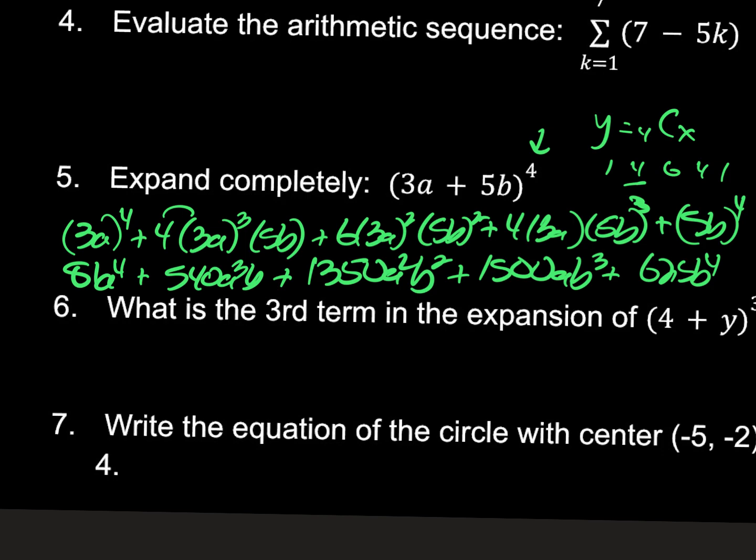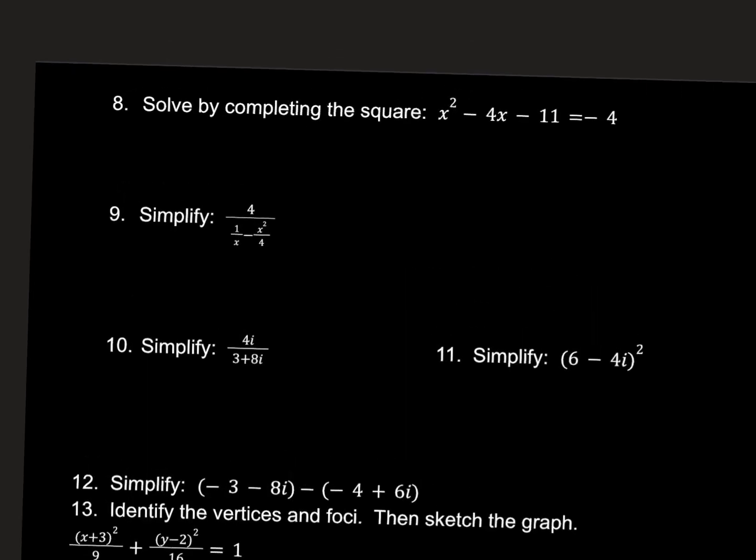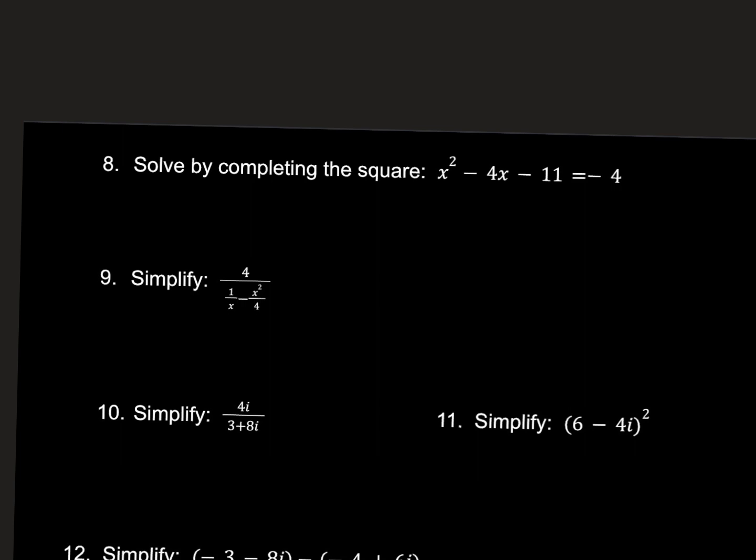Second one looks like it's number 8. Let's see if I can find it real quick. Number 8: solve by completing the square. First of all, you've got to have room to complete the square, so we're going to move the 11 to the other side, make it x squared minus 4x equals 7. Now when you complete the square, you take half the middle, which is negative 2, square it, add to both sides. I'm adding 4 to both sides, that side becomes 11.